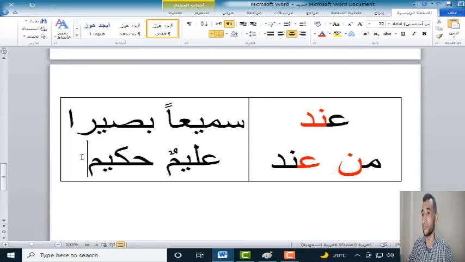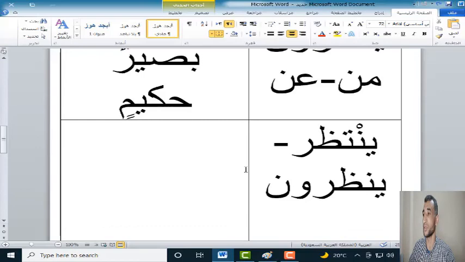Another example, like alimun hakim. Here alimun, and the tanween is double dhamma. Here the tanween is at the end of the first word, and the letter of izhar, showing or clearing, is the first letter of the second word.